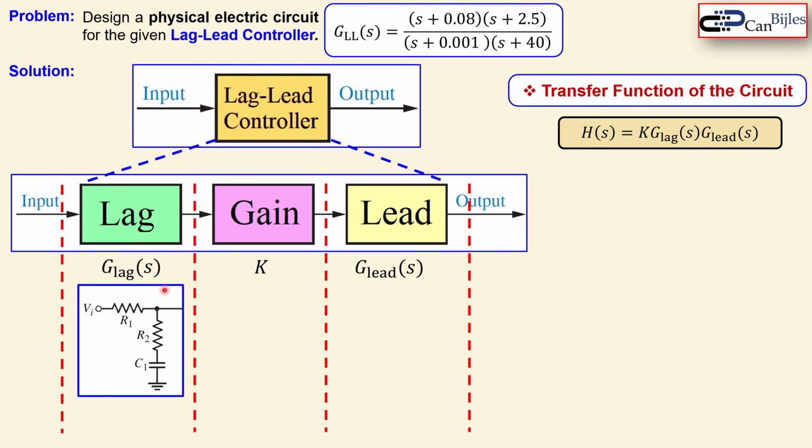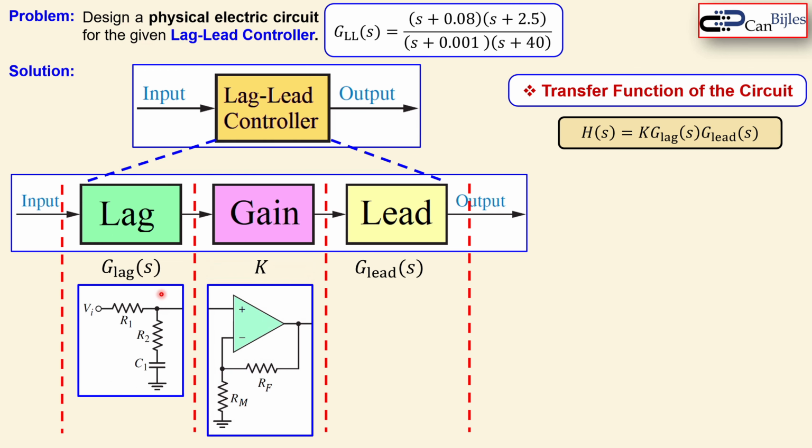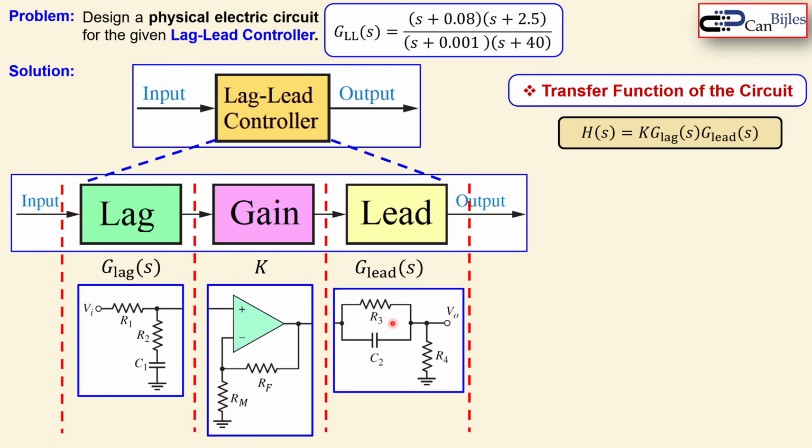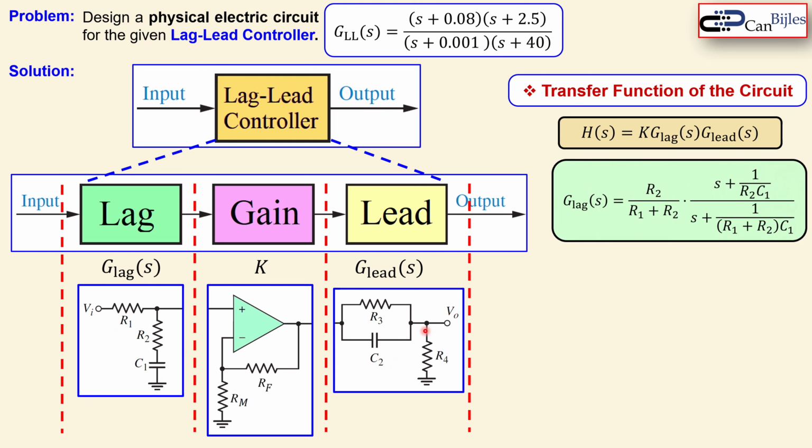Now for each part we can now use a circuit realization, and this is what we have discussed in the previous examples about the lag. This is the circuit, the passive circuit. There's also a gain stage, can be in this case with a non-inverting amplifier configuration, and we have a lead stage, which is then this one. And if you now connect them together, we can get your complete circuit.